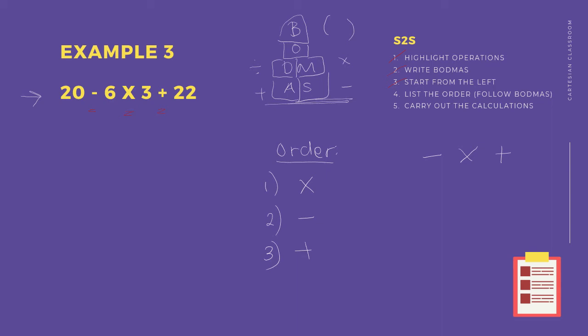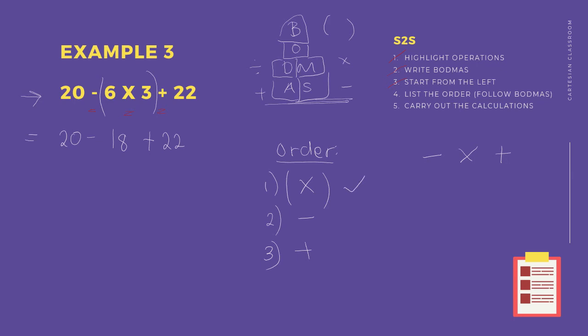Okay, so we're gonna carry on with the calculation. First thing first, just writing down brackets, so you know that you're gonna do multiplication first. So this one, you just bring it down, 20 minus, what is 6 times 3? 6 times 3 is 18 plus 22. So just bringing the numbers and the operation down. So that is step 1.